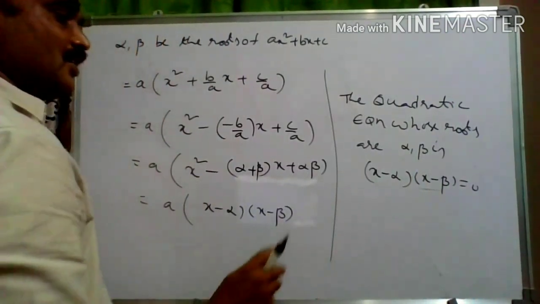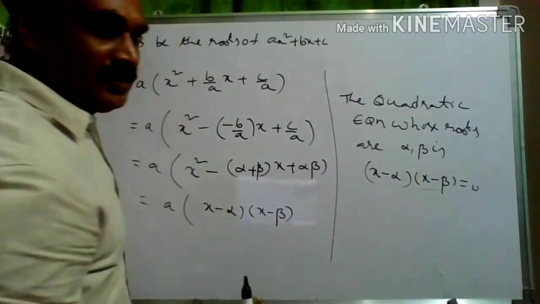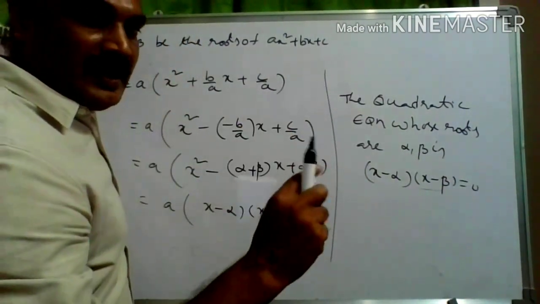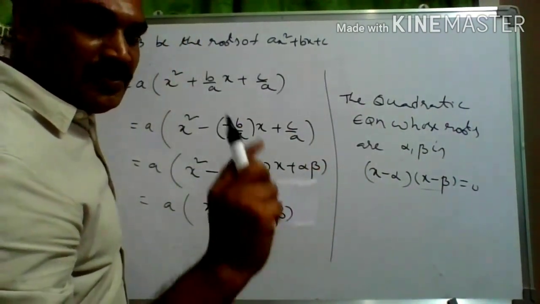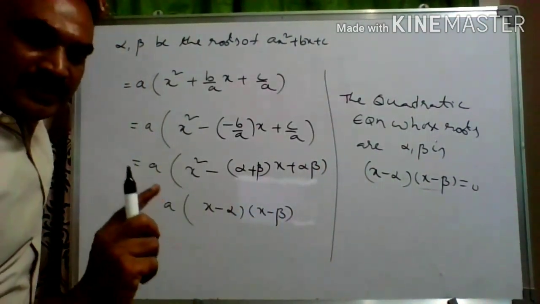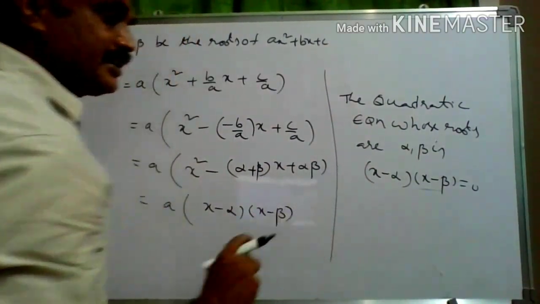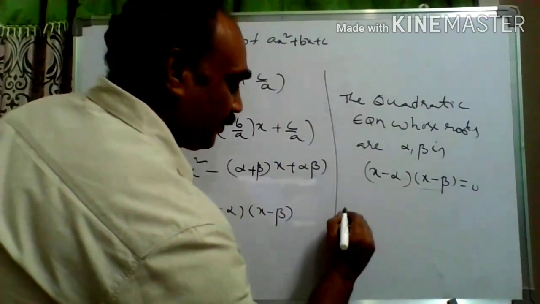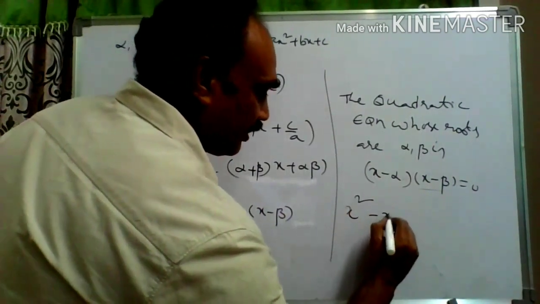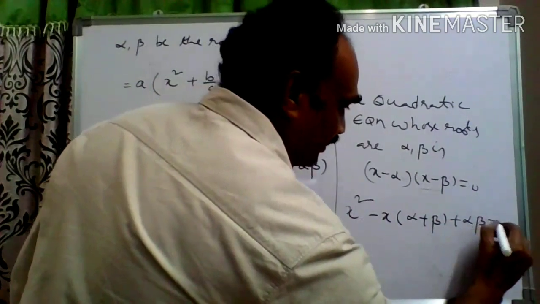Students, suppose 1, 2 are the roots: x minus 1 into x minus 2 is equal to 0. If 1, 2, 3 are the roots: x minus 1 into x minus 2 into x minus 3 is equal to 0. If 1, 2, 3, 4 are the roots, the equation is x minus 1 into x minus 2 into x minus 3 into x minus 4 is equal to 0. Multiplying this one out: x square minus x into alpha plus beta plus alpha beta is equal to 0.